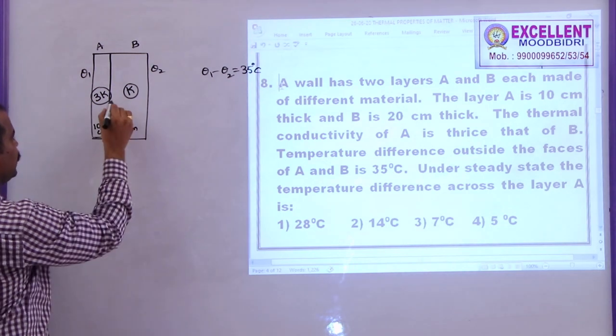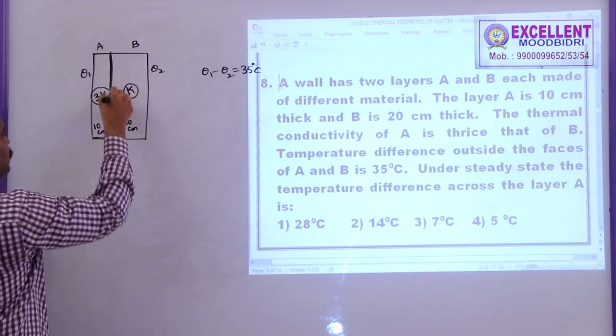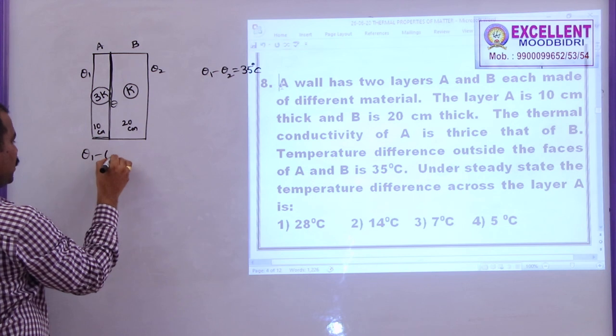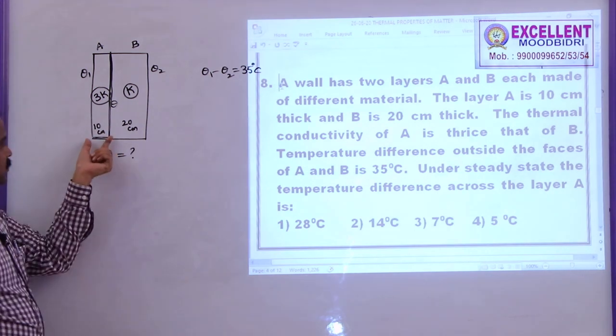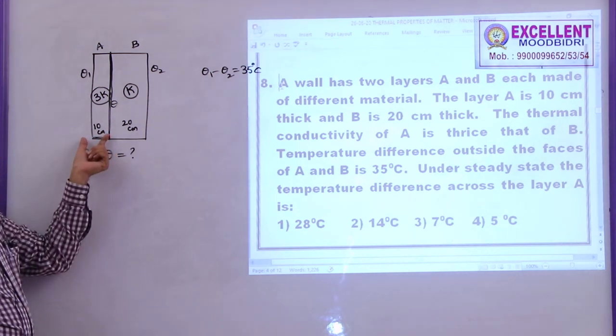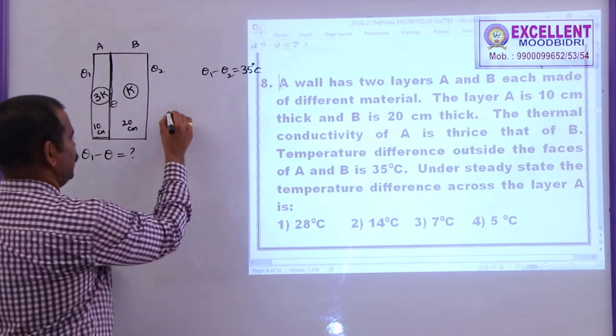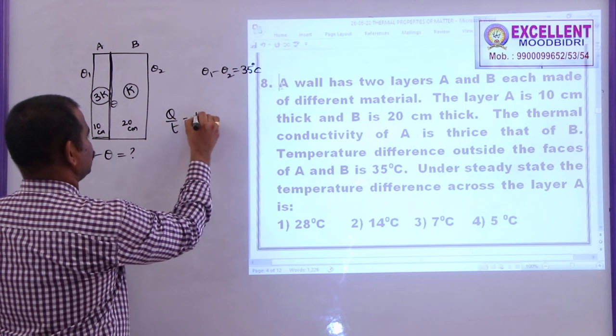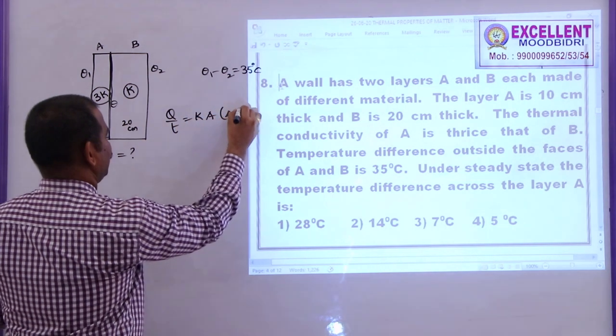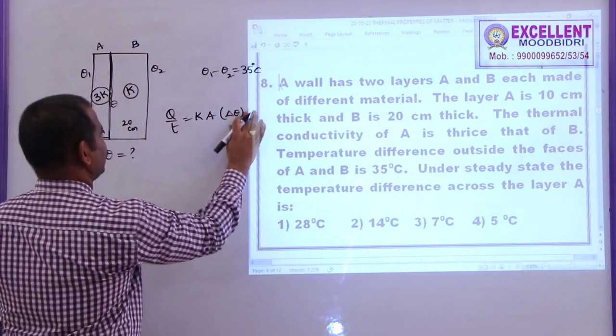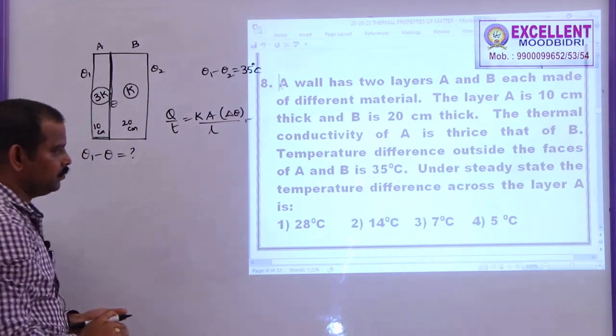So here, let us say the temperature at this junction is theta. They are asking what is theta 1 minus theta, the temperature difference between the two sides of this wall A. Now in this case also we are going to use the same formula, that is Q by T is equal to KA delta theta by the length L.